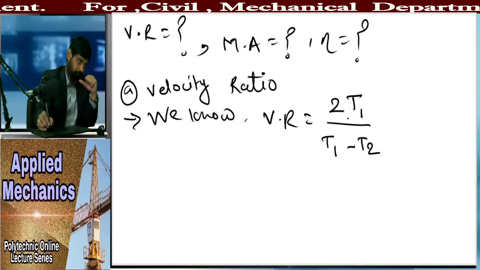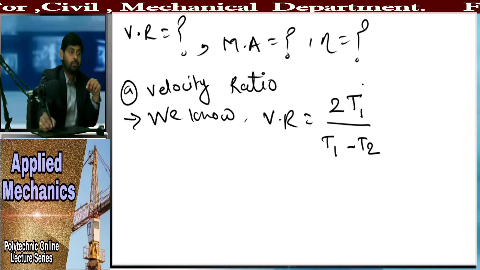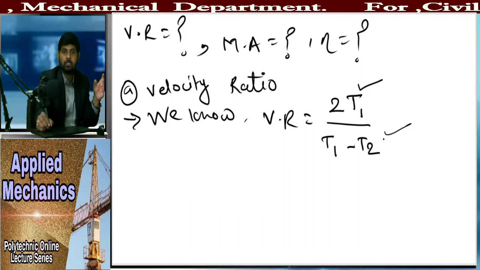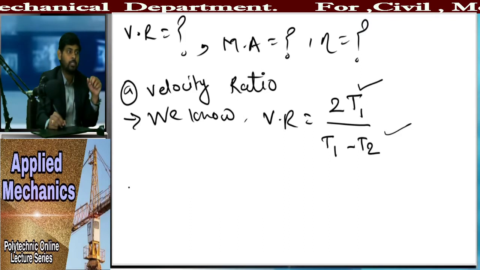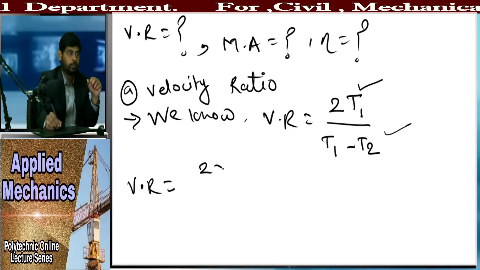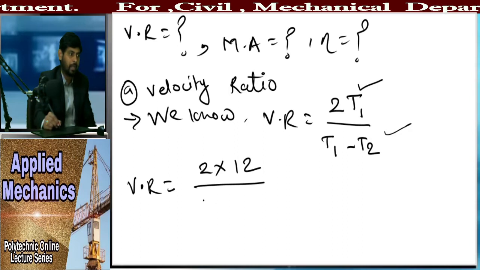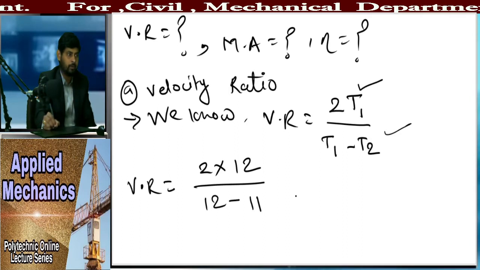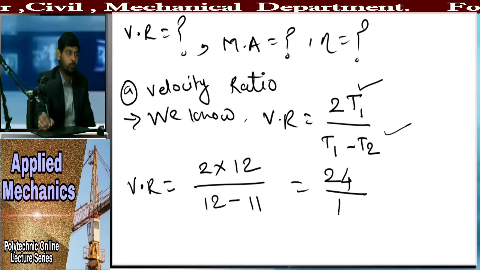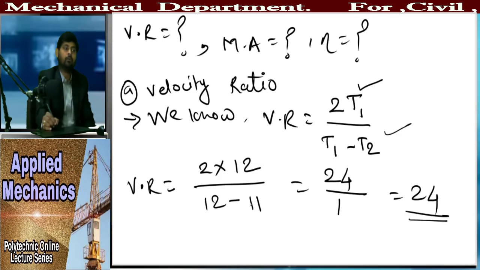Okay. So once you write down the formula of velocity ratio, we know the values of T1 and T2. So put those values in this equation, then you will get the value of velocity ratio. So velocity ratio is equal to 2 into the value of T1, which is 12, divided by 12 minus 11. So 12 multiplied by 2 is 24 divided by 1. So velocity ratio is 24.